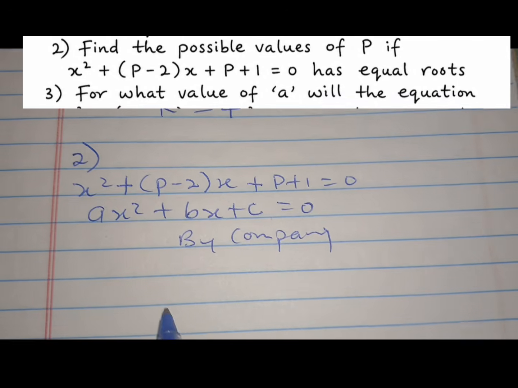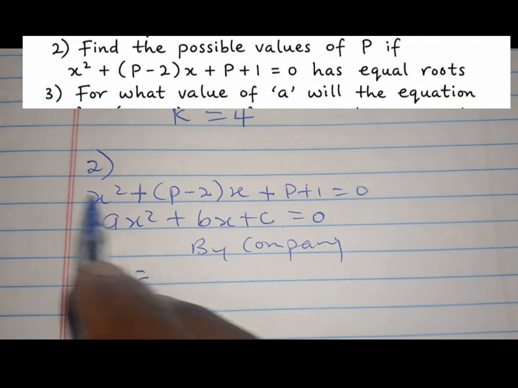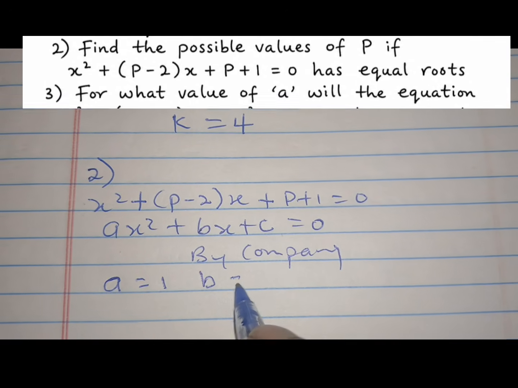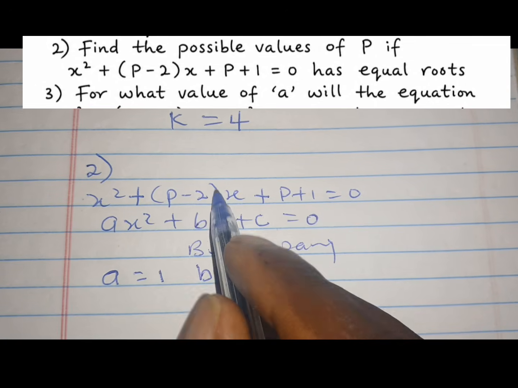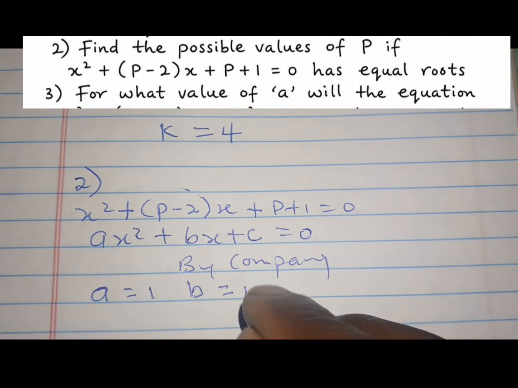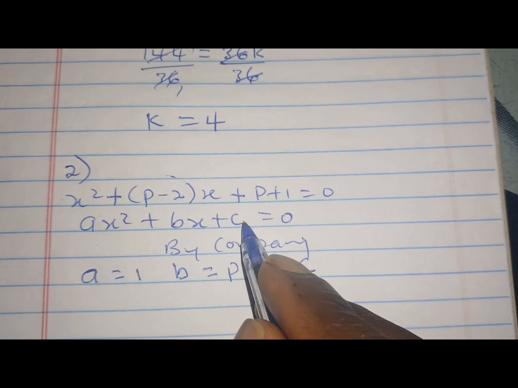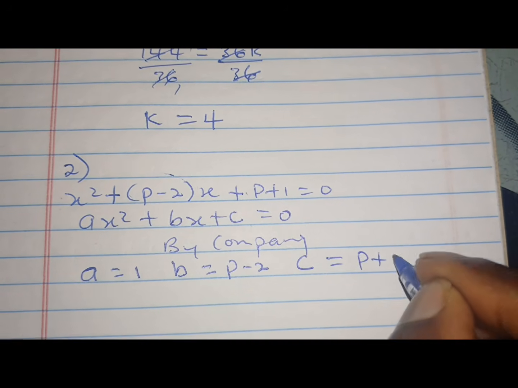So by comparing, a is equal to, this is the x squared term. What is in front of the x squared term is 1. So a is 1. B is equal to, now this is the x term, the entire thing here is b, which is p minus 2. And c is the constant term. So the entire thing here is the constant term, p plus 1.